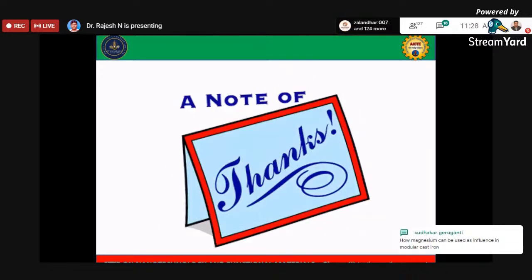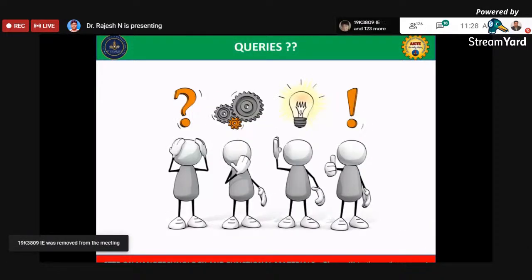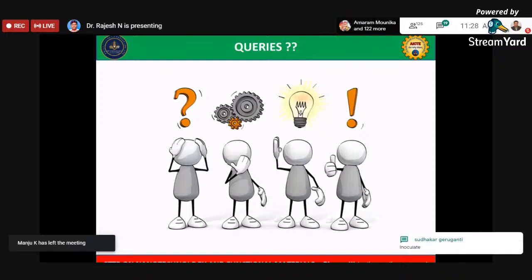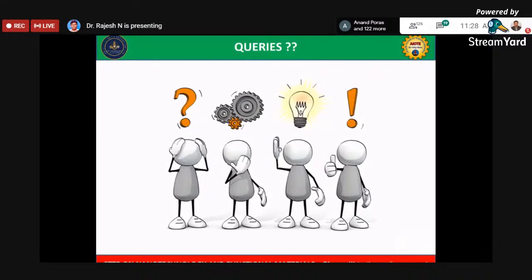One more last question, sir. It is from Professor Sudhakar. How can magnesium be used as an influence in nodular cast iron? Well, that is only a very small use of magnesium. It is used in cast iron, in steel technology, to spheroidize the graphite flakes. I think it's not modular, but nodular, if I'm right. That is one of the main uses of magnesium as a trace alloying element.